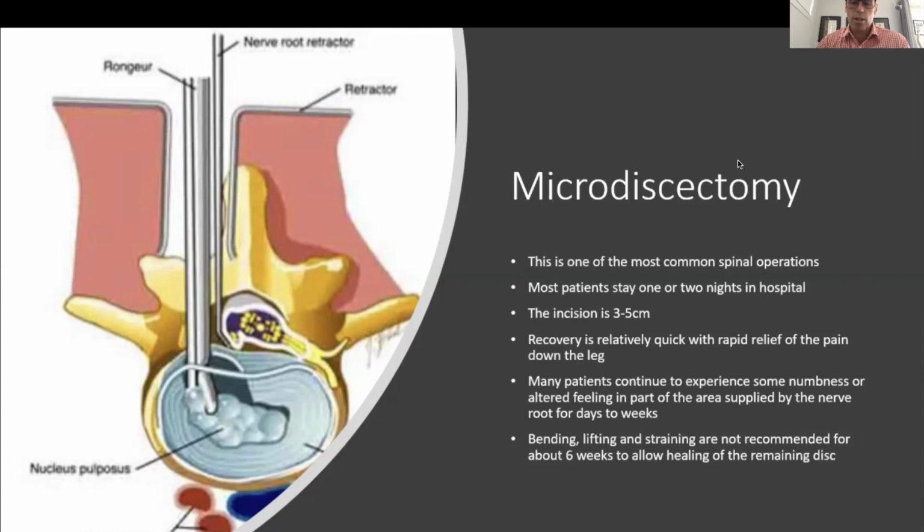The incision only needs to be 3 to 5 centimetres, and recovery is relatively quick with rapid relief of the pain down the leg in most cases. Many patients do experience some symptoms after the surgery, often some numbness or altered feeling in the same area where the nerve had pain, and this can persist for some days or even weeks. I recommend patients avoid bending and lifting and straining for the first 6 weeks, just to allow adequate healing of the tear that's usually present in the disc.